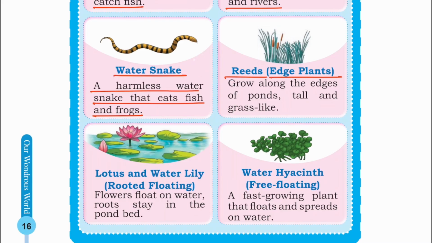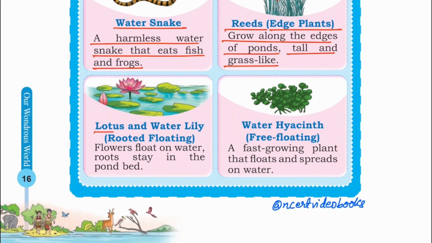Reeds, plants growing along the edges of ponds, tall and grass-like. Lotus and water lily, rooted floating plants. Flowers float on water, roots stay in the pond bed. Water hyacinth, free floating, a fast growing plant that floats and spreads on water.